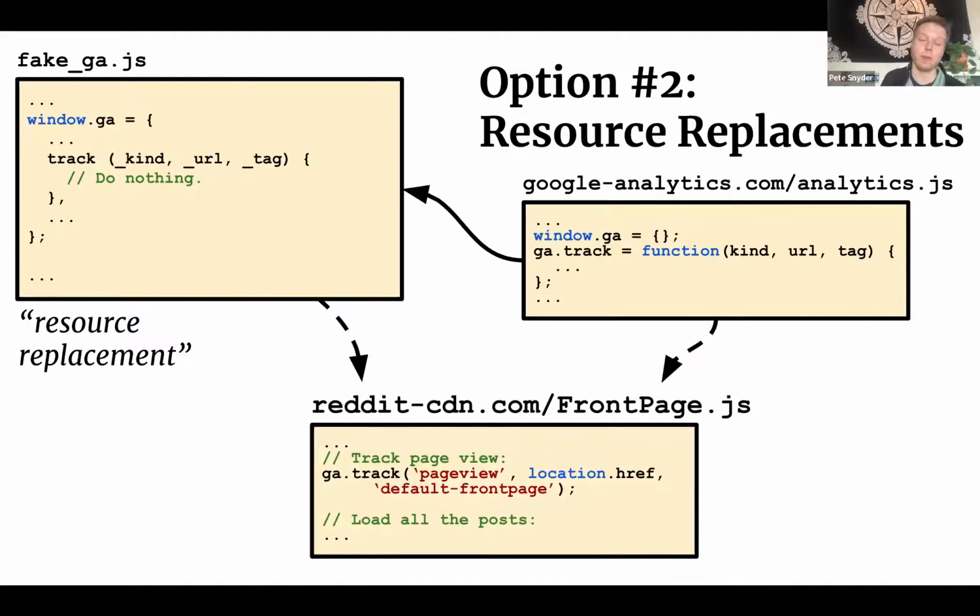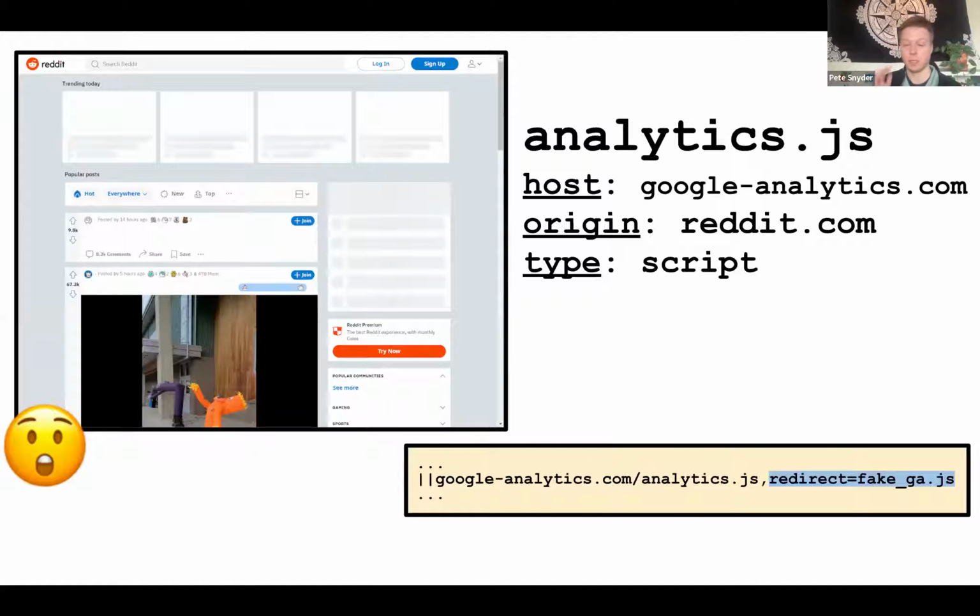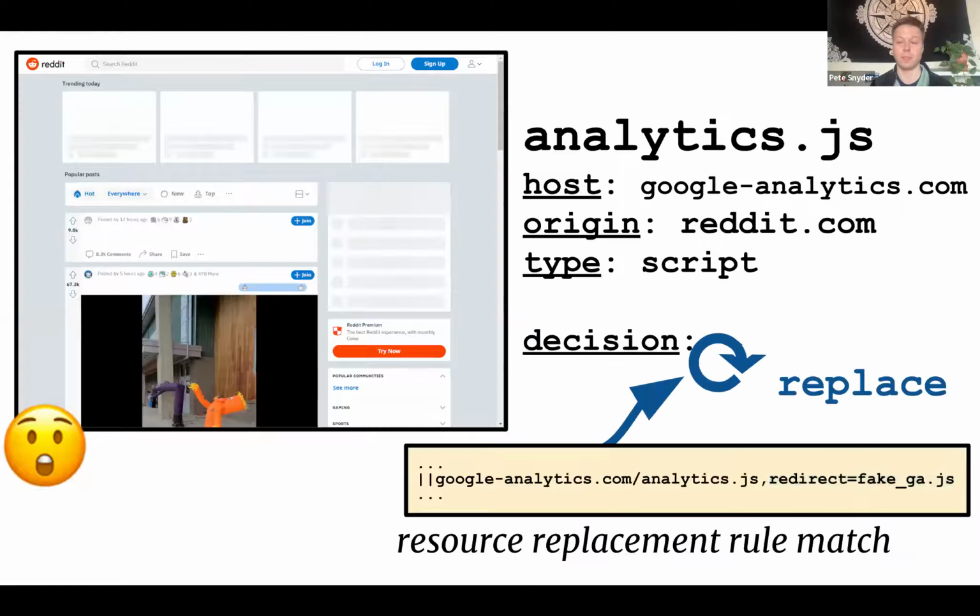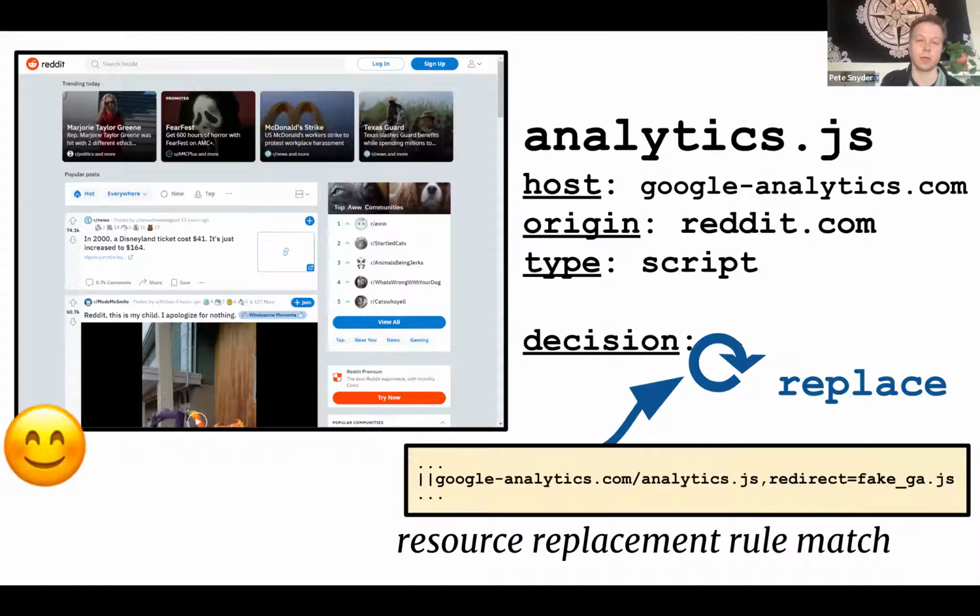And so when we go to Reddit now, instead of loading the original Google Analytics, we're now loading this alternate implementation of it. As a result, there'll now be a ga.track function. It won't do anything, but it'll exist. And so the code won't throw an exception and we can get to the parts that we want. You'll see rules like this that say, instead of blocking Google Analytics, redirect the request to this fake Google Analytics script. And when that happens, the content engine knows, okay, don't block it, don't allow it, replace it. And as a result, the page will work again.